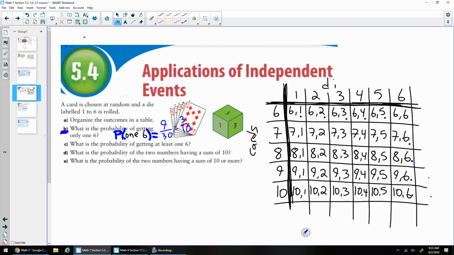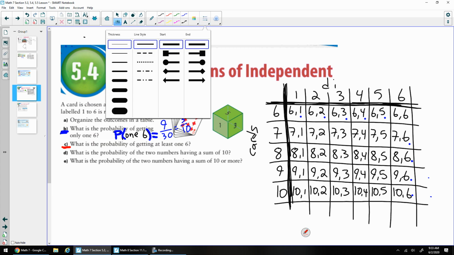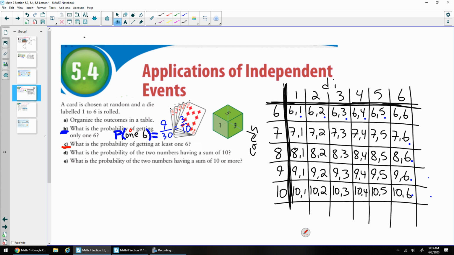Okay, so what about C? What is the probability of getting at least 1 6? So you see, you have to be pretty careful. This here was only 1 6. This is the probability of at least. So you can have more than 1 6. At least 1 6.